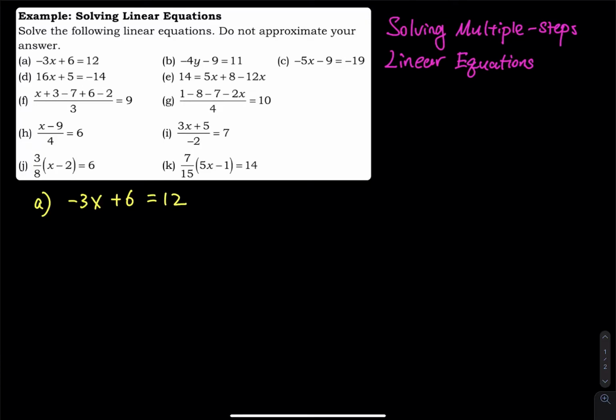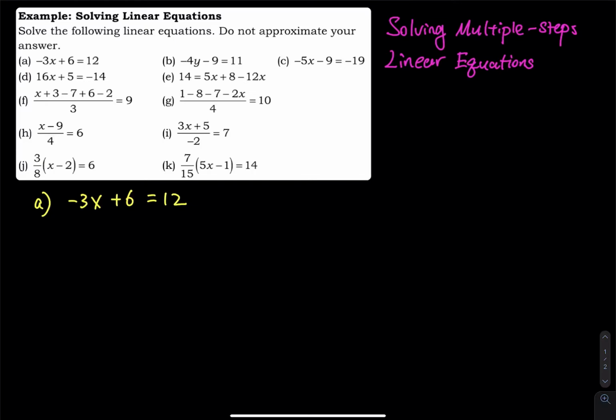First, look at the variable. X, the variable is on the left, right? All right, I will let the x stay on the left. Other than the variable, we have a coefficient, negative 3, and a constant value, 6, on the left-hand side. The first step to solve this is, I would like to get rid of the constants on the left first. So we have a plus 6.